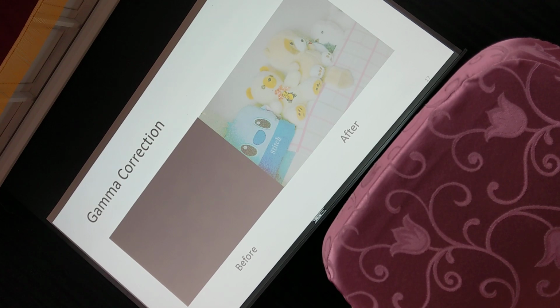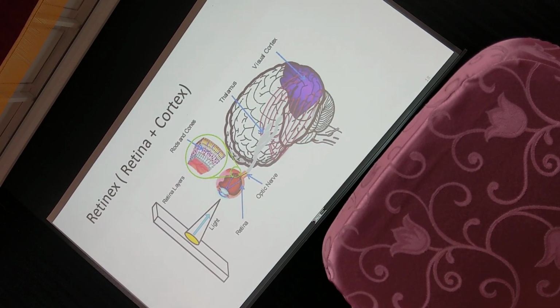The second one, the advanced one, is Retinex, which is a combination of retina and cortex. This theory states that an image is composed of two elements. The first is the reflectance of the objects that reflect the light. The other is the illuminance from the light source. Later on we will explain the details of this.